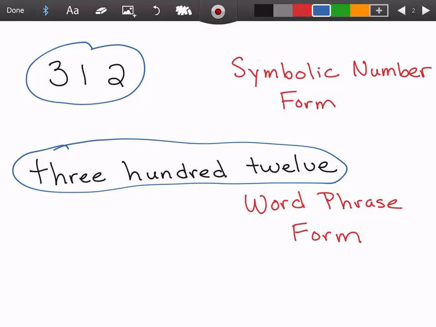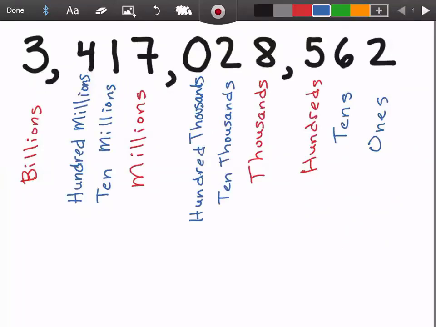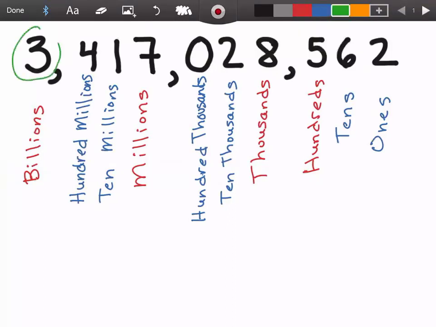In order to convert between the two forms, we need to understand some basics to start off. So let's go there. What I wrote here is the number 3,417,028,562. Underneath each of these are what are called digits, so the 3, 4, 1, 7, those are all different digits, and each of these digits is in a different place. The first 3 over here is in the billions place. The 4 is in the hundred millions place.